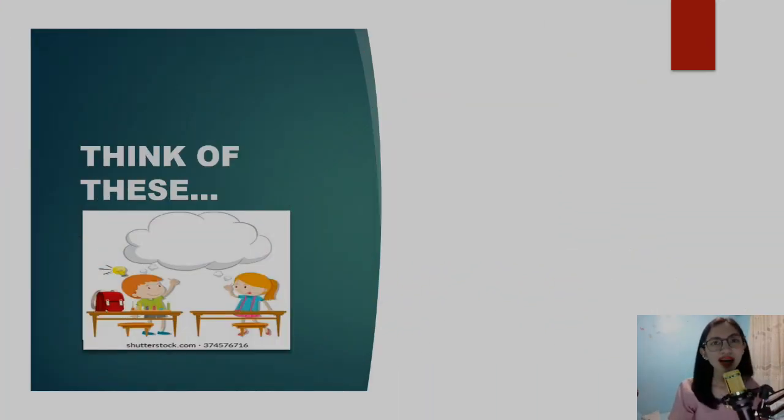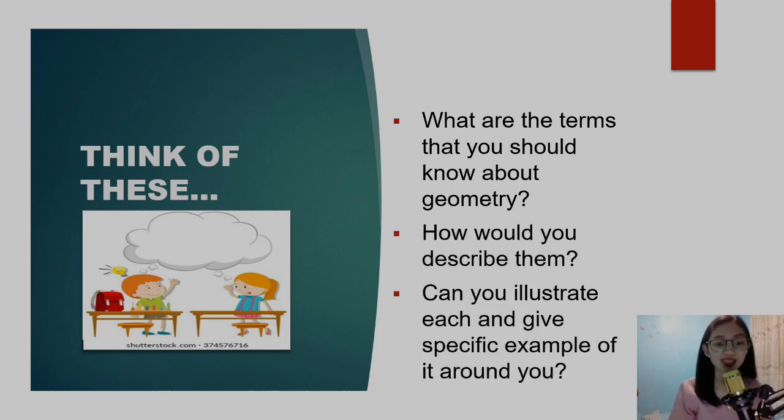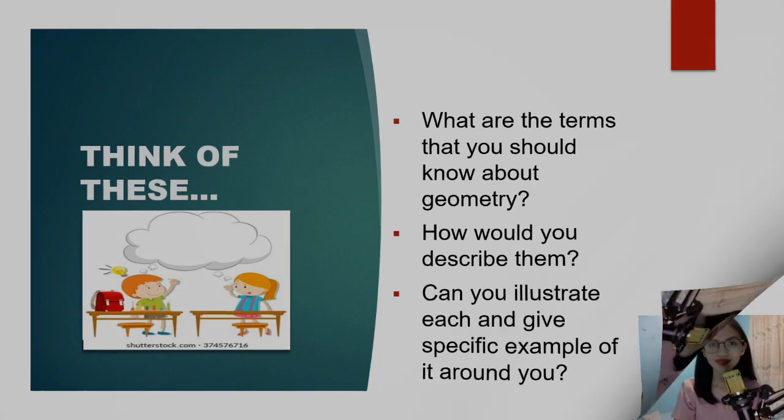Looking back to the activity that we've done, think of this. First one, what are the terms that you should know about geometry? How would you describe them? Can you illustrate each and give a specific example of it around you? So look around you, class, and think of an object that represents the 3 basic concepts of geometry. Now, let us discuss the differences and example of each basic concept.